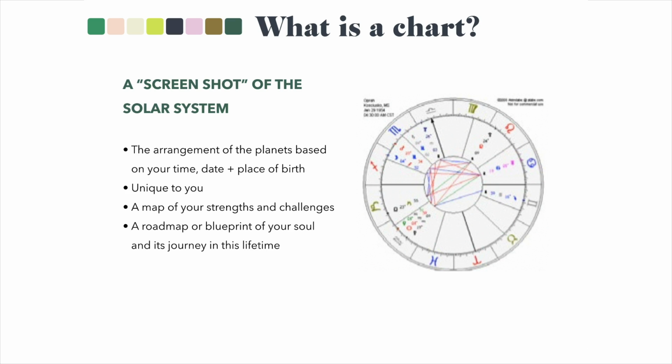Only someone who would be born at the exact same moment, including the location, the year, the date, even to the second, will have the same chart as you. Even as identical twins, we're born 4 minutes apart and have a slight variation in our charts. So this is kind of like the instruction manual that they say human beings don't come with. We actually do. Your chart is a map of all your strengths and challenges, and it's a roadmap or a blueprint of your soul and your journey or your mission in this lifetime.